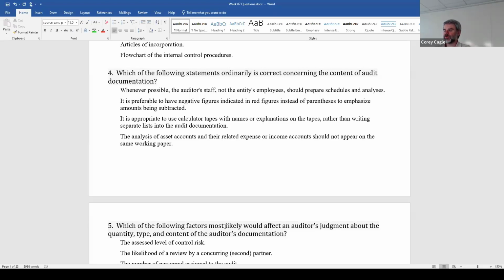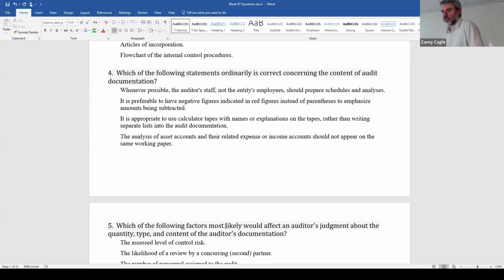This is kind of another one of those where it's like, oh, I'm learning new information from this one. A says, whenever possible, the auditor's staff, not the entity's employees, should prepare schedules and analyses. I read that and I think, yeah, that's probably right, but it's not. So you kind of pick up some new information from this one.